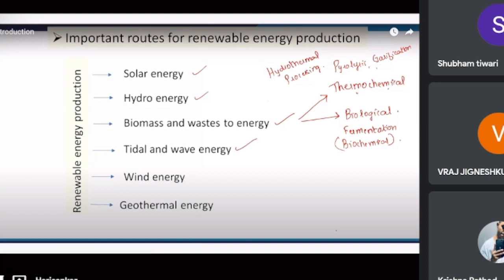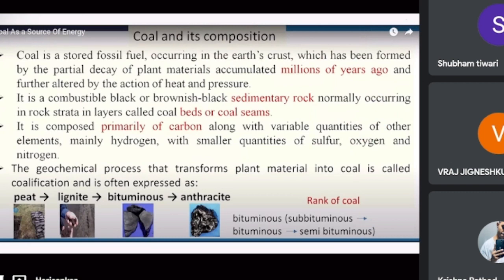And then you have tidal and wave energy, wind energy, and geothermal energy, just to name a few sources of renewable energy production. So in the first week, we'll mostly be focusing on coal, and how we can harvest energy from coal, the composition of coal, and so on. So mainly we'll be focusing on coal for the first lecture.